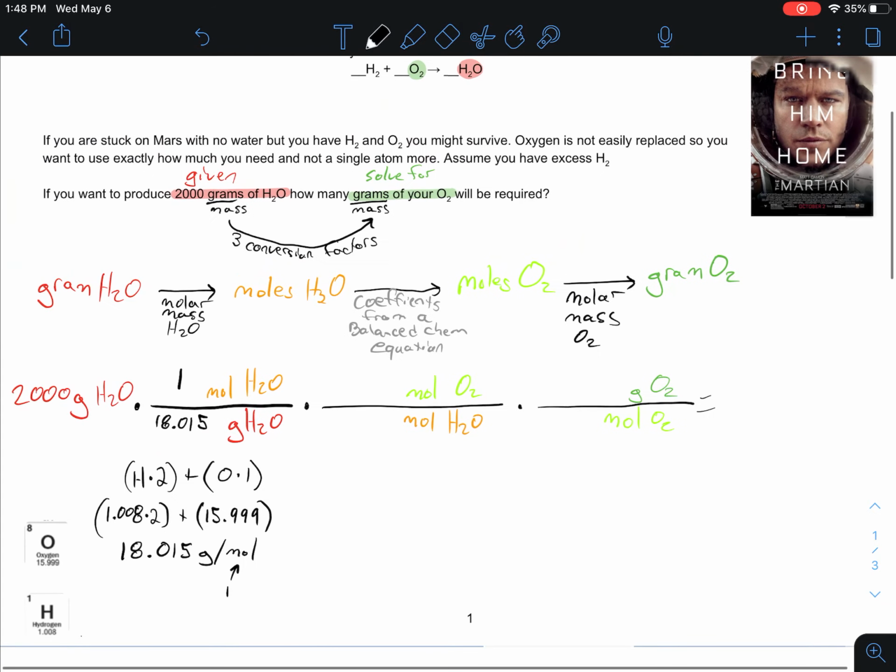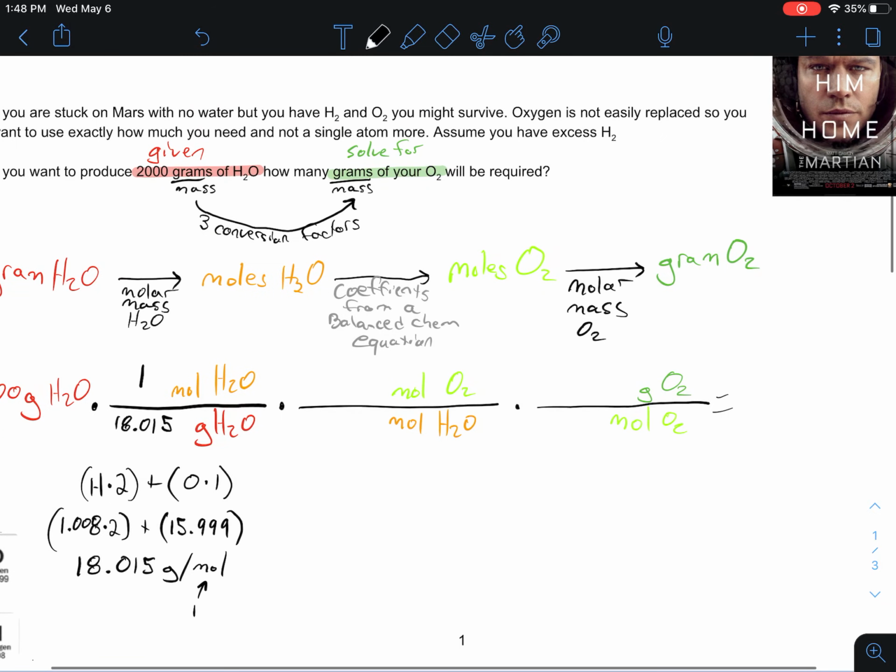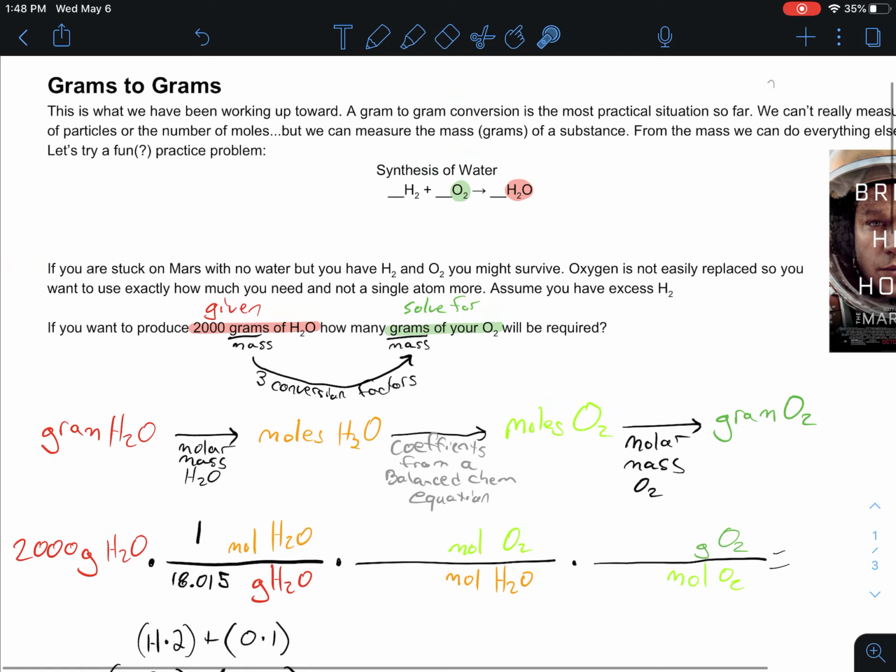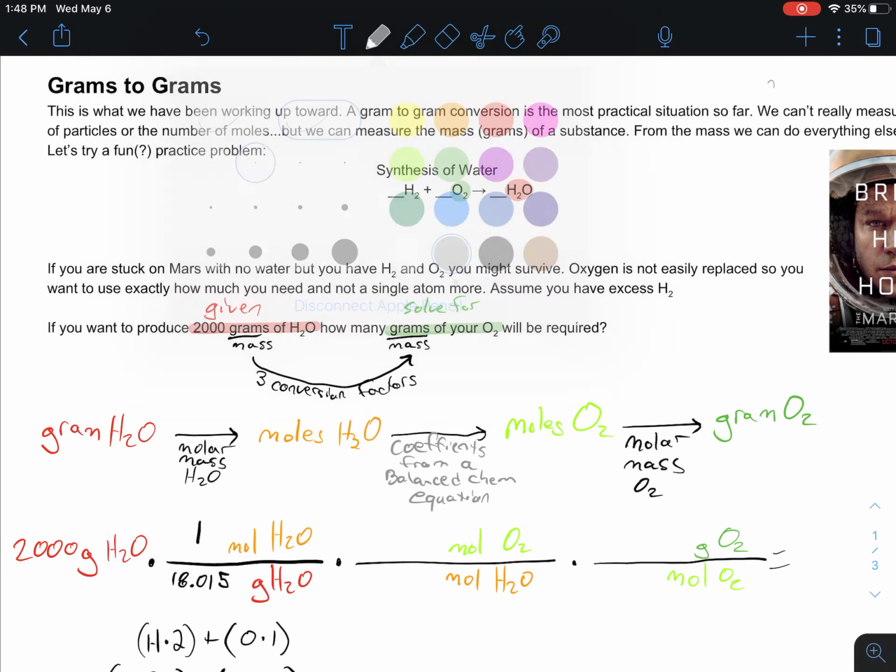Scroll over. Next thing to tackle. We need coefficients from a balanced chemical equation to get from moles H2O to moles O2. I have an unbalanced chemical equation up here, so that's useless. We need to balance it real quick. Remember, when they're left blank, they're assumed to have a coefficient of 1. So balance it.